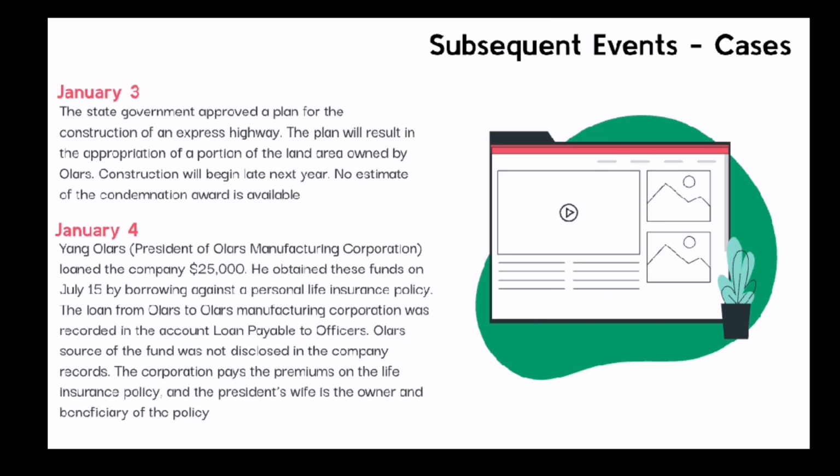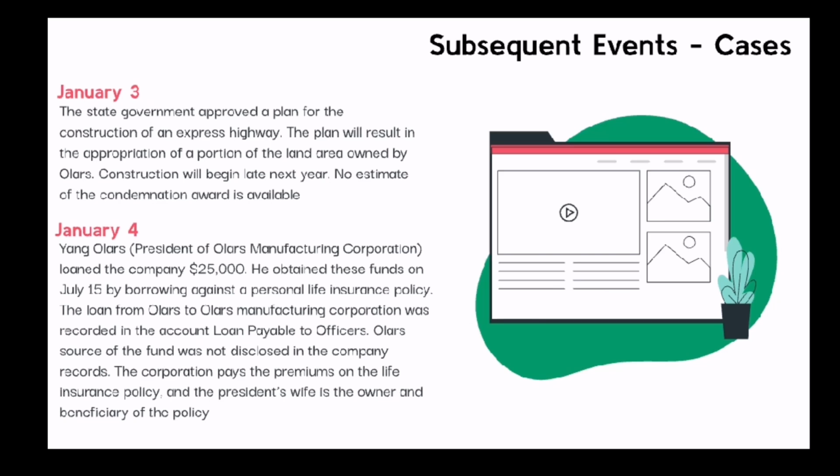On January 4, Young Ollars, president of Ollars Manufacturing Corporation, loaned the company $25,000. He obtained these funds on July 15 by borrowing against a personal life insurance policy. The loan from Ollars to Ollars Manufacturing Corporation was recorded in the account loan payable to officers. Ollars' source of the fund was not disclosed in the company records. The corporation pays the premiums on the life insurance policy, and the president's wife is the owner and the beneficiary of the policy.